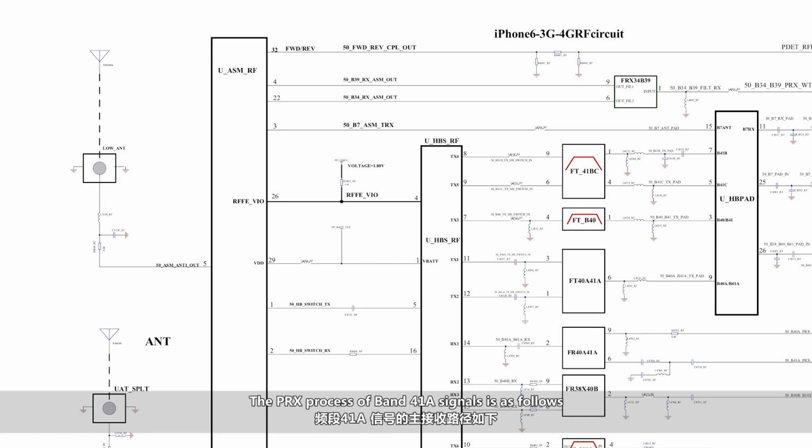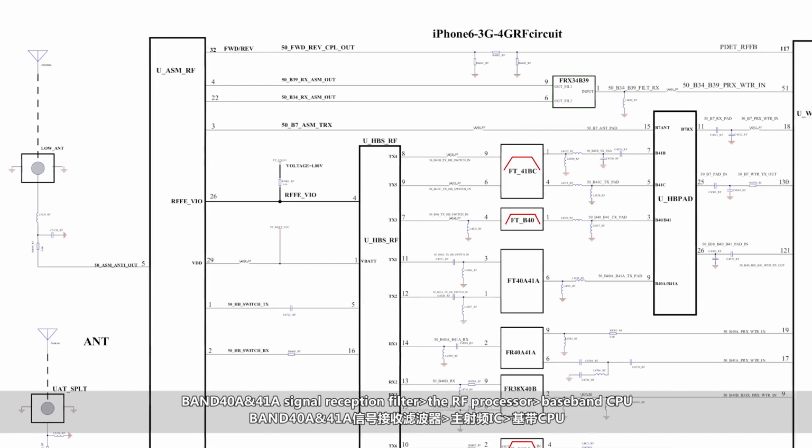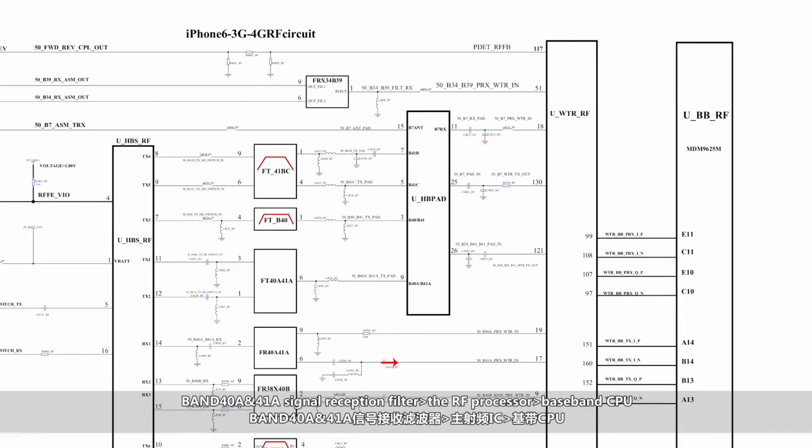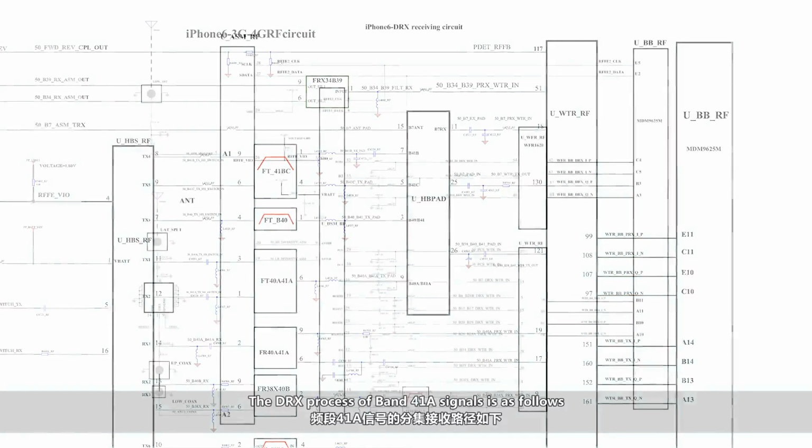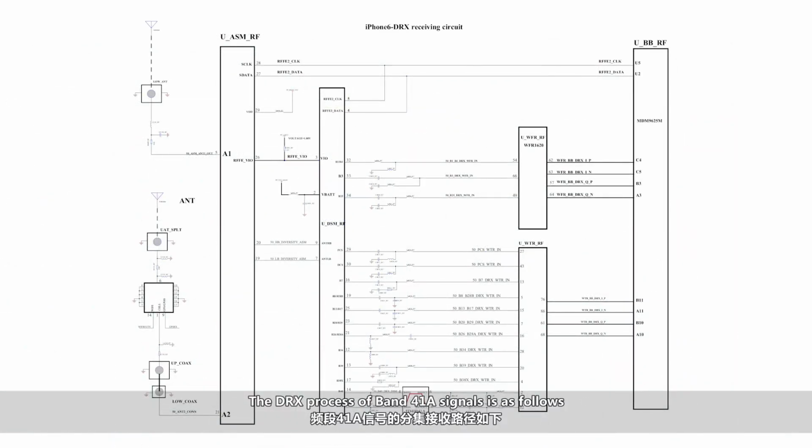The PRX process of band 41A signals is as follows. Lower antenna to UASN-RF, to UHBS-RF, to the band 40A and 41A signal reception filter, to the RF processor, to the baseband CPU. The DRX process of band 41A signals is as follows.